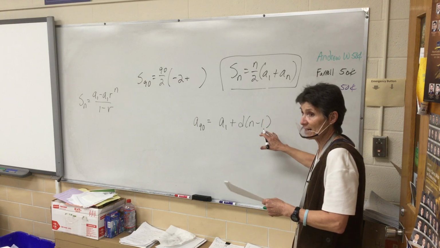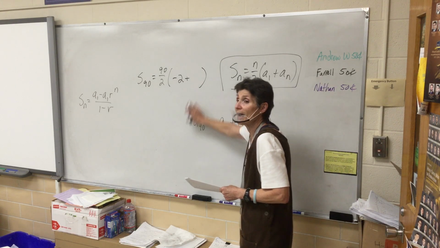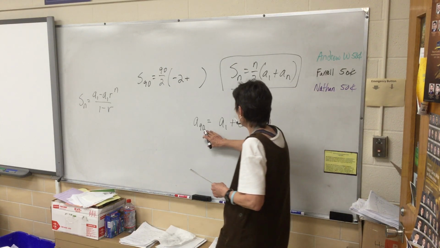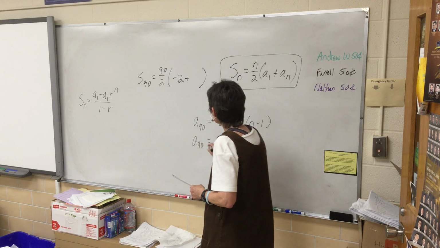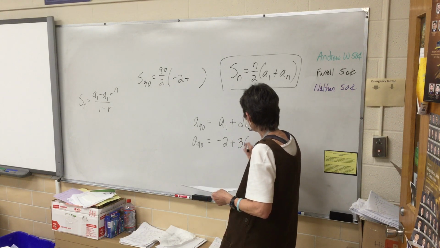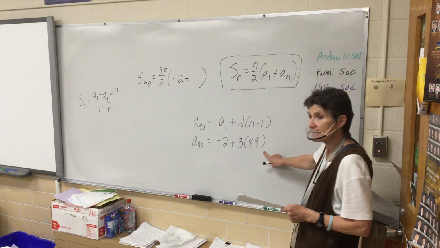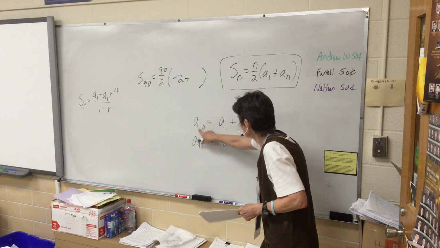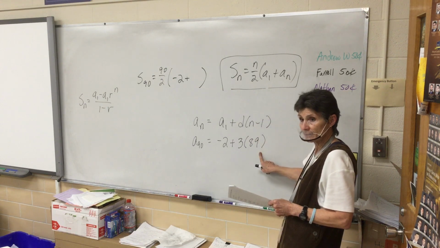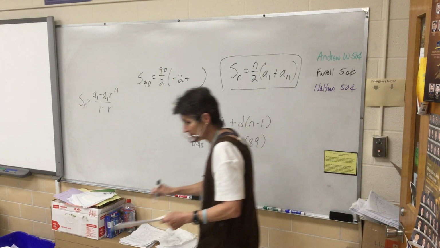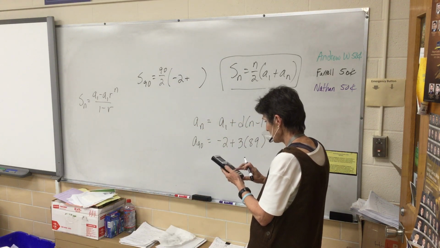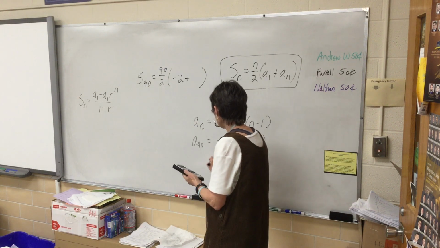So once again, in order to get the answer, I have to do some side work. So a sub 90 is going to be -2. What did you say the common difference was? 3? Times 89. Where did the 89 come from? What's n? N is 90. So n minus 1 is 89. So I'll type that in on my calculator: -2 plus 3 times 89. That's 265.